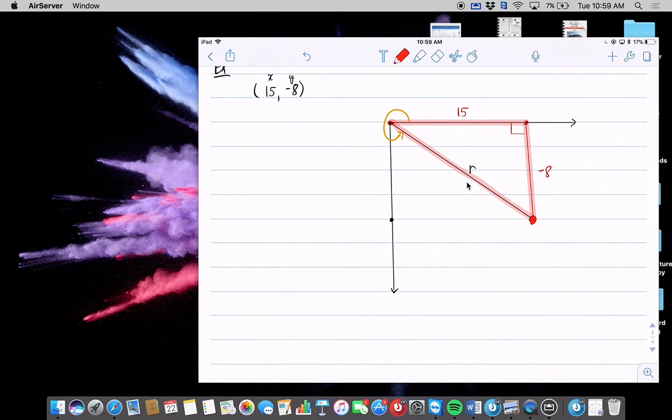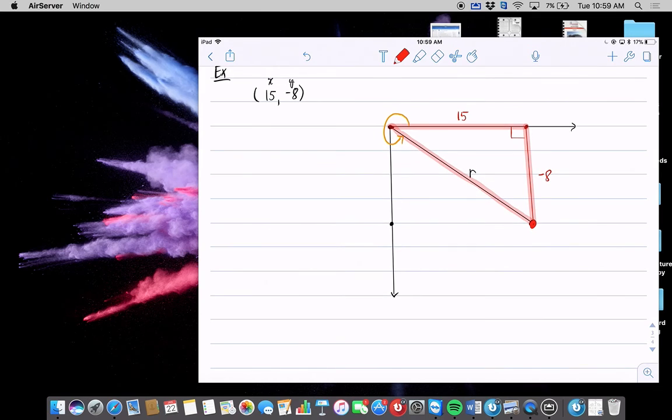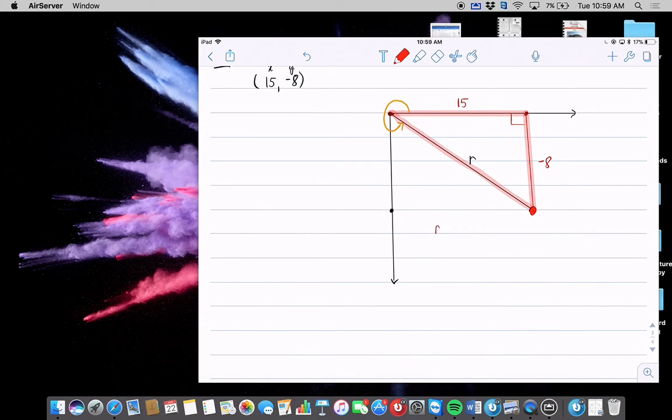So the radius, since we have a right triangle, we can just use the Pythagorean theorem. So we have that the radius is equal to the square root of 15 squared plus, my bad, plus -8 squared, which ultimately gives us 17. So the radius here is 17. This you could have put in your calculator.